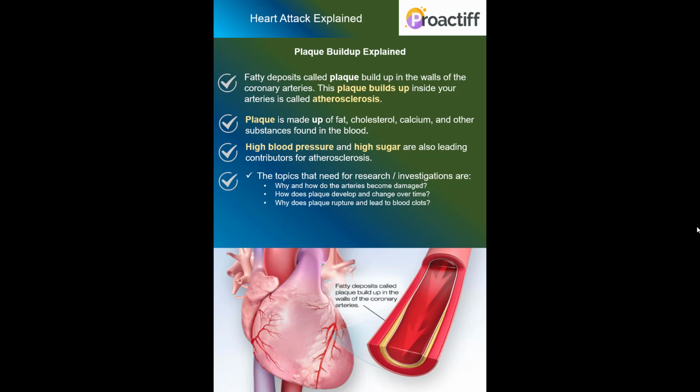So it is important not just to analyze the plaque buildup, but to understand the contributing factors and how to avoid them. This is the best possible shot you can give towards eliminating that heart attack type of condition. The topics that need further research and investigation include at what point and how the arteries become damaged. It's hard to assess because the location is different, and the size, shape, and plaque formations are different.